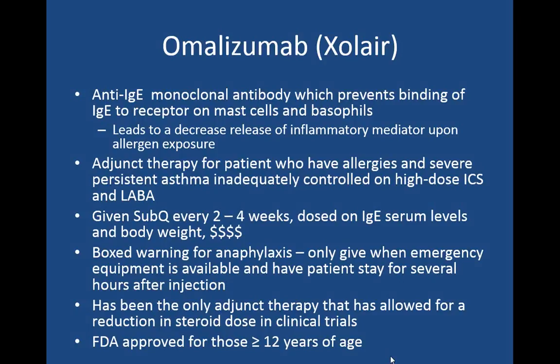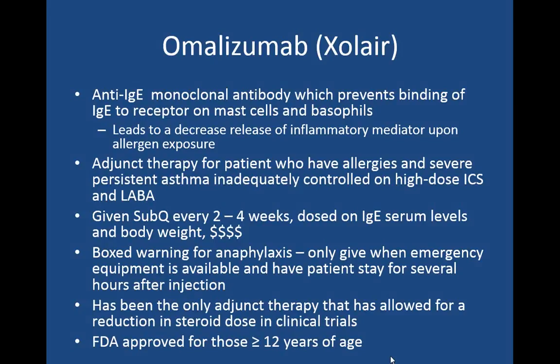We usually only reserve this for patients who are already on that high-dose everything and they're still not controlled. And if they have allergic asthma, they're more likely to respond to this than if they don't have an allergic component to their asthma. It's given sub-Q every 2 to 4 weeks. And we dose it based on their levels of IgE in their serum. So that gets checked throughout therapy, and depending on their level of IgE, we adjust their dose. And then also based on their body weight.